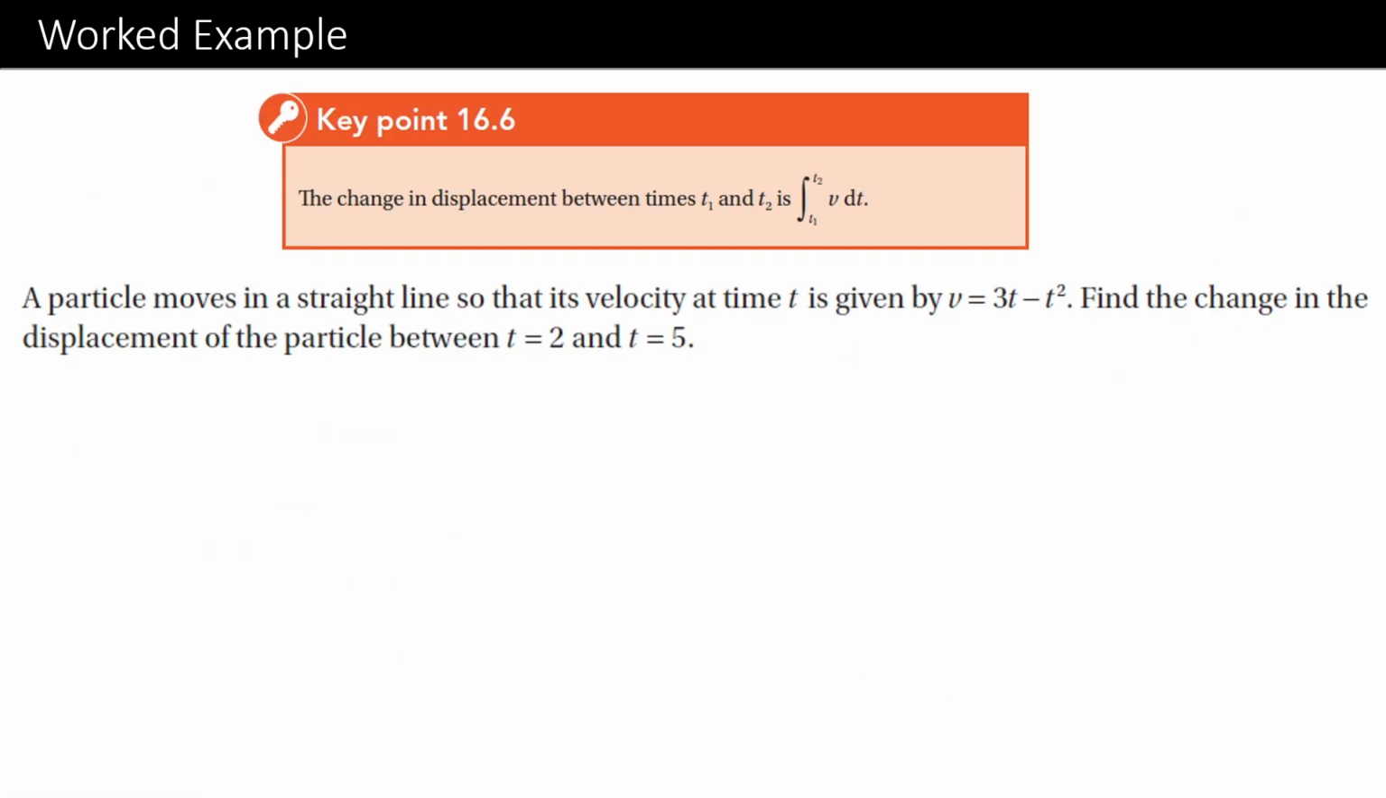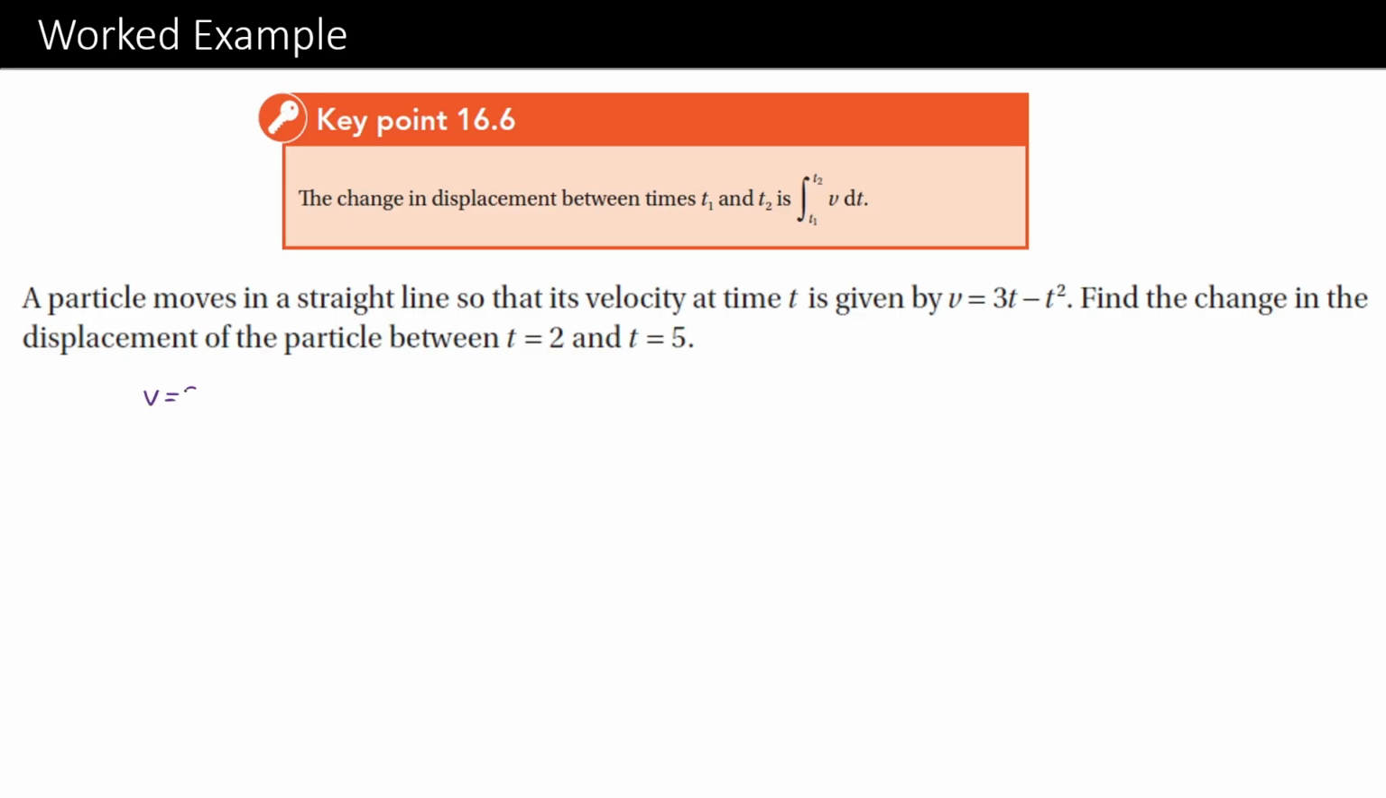Now, another proof that you need to know: sometimes you might get asked to work out the change in displacement between times t1 and t2. To do this, all you need to do is integrate v with respect to t between those two limits of t2 and t1. An example question reads that a particle moves in a straight line so that its velocity at time t is given by v equals 3t minus t squared. The question asks us to find the change in displacement of the particle between t equals 2 and t equals 5.